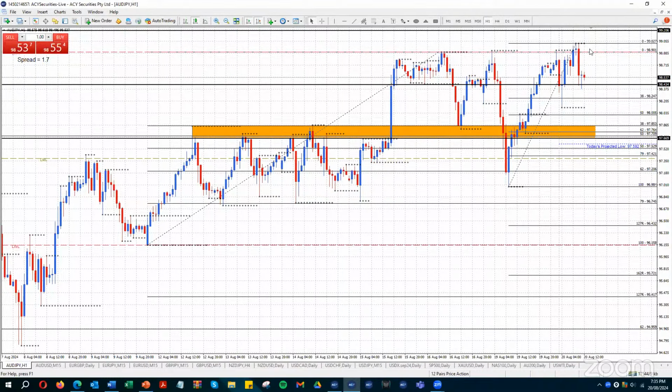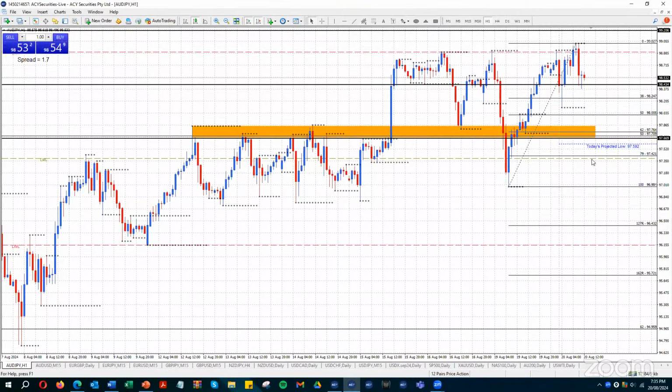So why would I want to buy in an area where price isn't really showing any conviction to move above? I'd want to buy a dip. So it's going to be a patience on that at the moment. So I might just leave that like so.